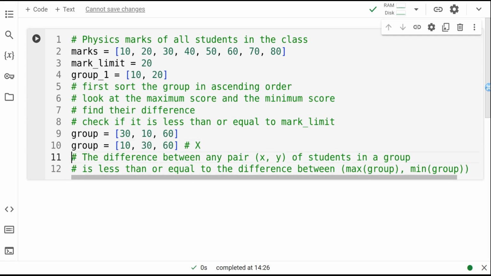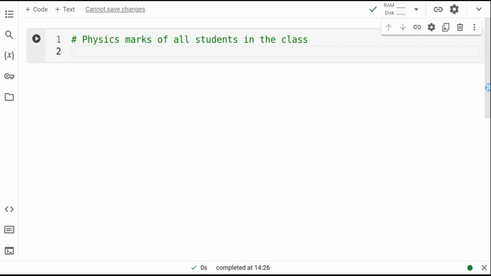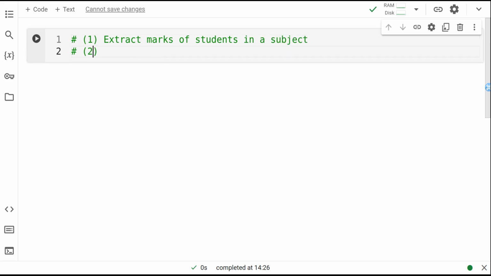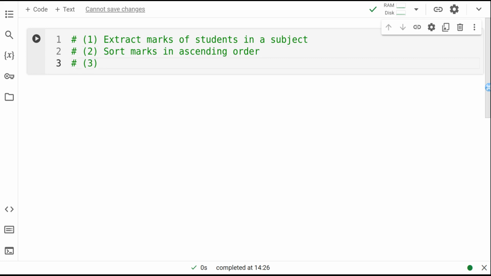This may be hard to understand at this stage, but I hope the rough idea is clear. So what is the algorithm now going to do? I'll repeat the whole algorithm now. First step is going to be to extract marks of students in a subject. The second step will be to sort the marks in ascending order. The third step is going to be, okay, this part of the algorithm I actually didn't mention. I'll just mention that now.